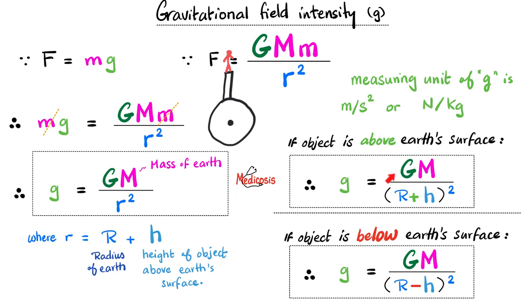I've told you about the measuring unit of G. The measuring unit of m is kilogram. The measuring unit of this distance is meters. When you do all of the math, you will find that the measuring unit of g is either meters per second squared or Newton per kilogram.